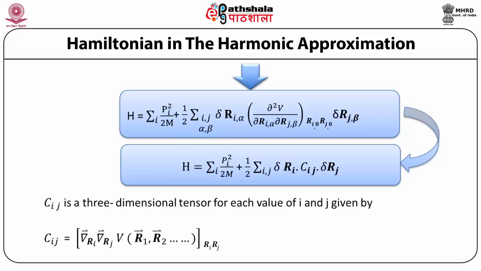So this Cij is a three-dimensional tensor for each value of i and j. And remember, this i and j are basically the position of the ions. So i could be 1 and j could be 2, for example. Cij is now defined as the partial derivative with respect to Ri, again a partial derivative with respect to Rj, for the potential V as a function of R1, R2 and so on.